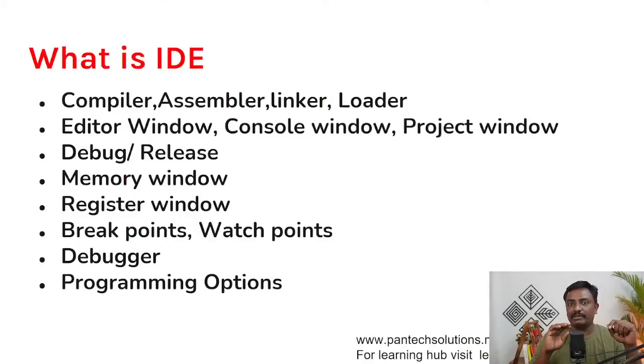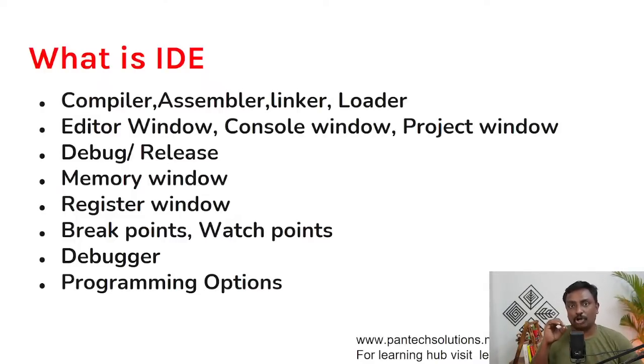Whenever the product is ready for manufacturing, it's better to go for the release option. The fourth point is the memory window. Most IDEs have a memory window because you can view the values stored in the microcontroller memory as well as memories interfaced with the microcontroller, SRAMs or SDRAMs. In the register window, you can see the values of the registers, because every microcontroller has registers. They have some special function registers and some core registers. You can view the register values in the register window.